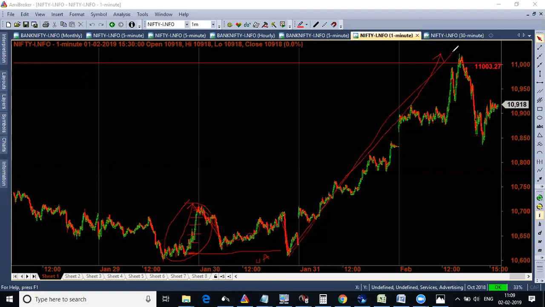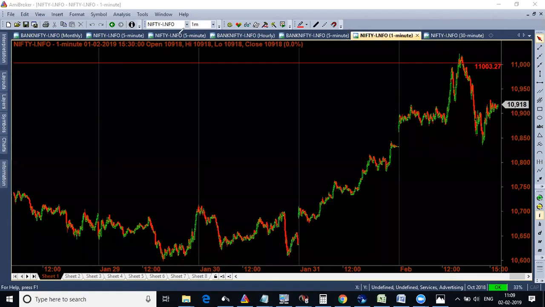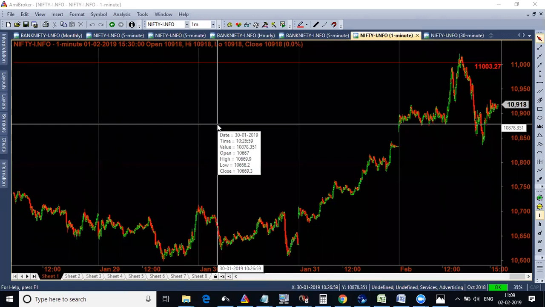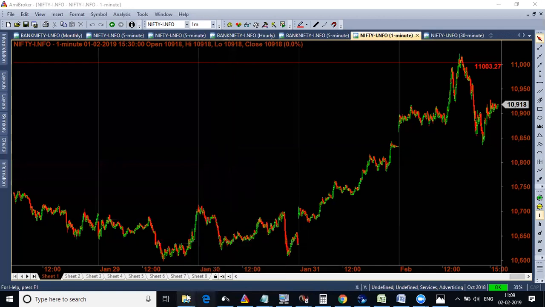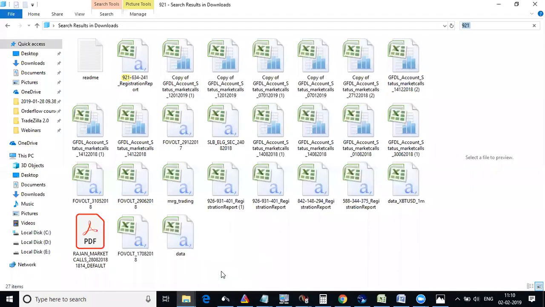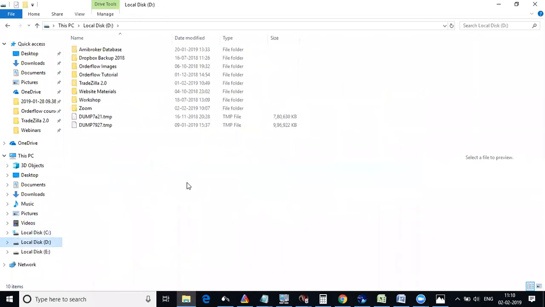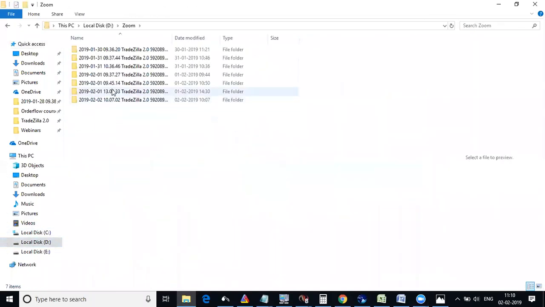That's the thing you will be seeing most of the time, and it's a very complex pattern. Without order flow tools you cannot correlate what is happening over there, and with order flow tools you will get a better perspective. So if you look into that particular day's commentary, let me open the Jan 30th commentary. Let me go back and get you the commentary. D drive, Zoom, 30th.